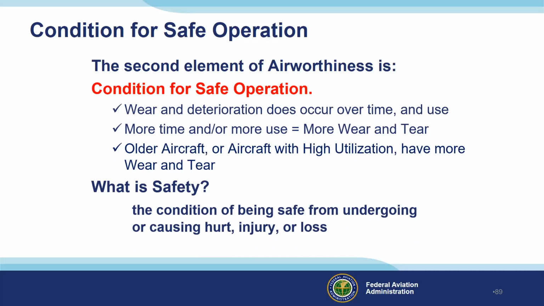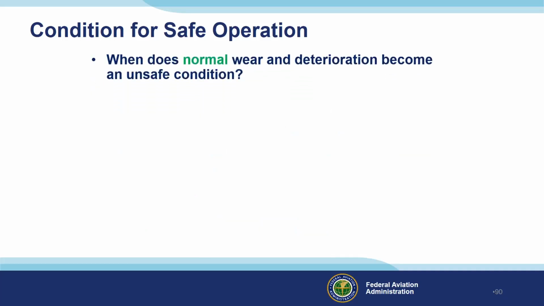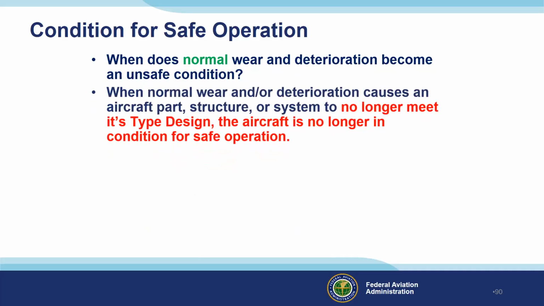So since condition for safe operation is part of airworthiness, what is safe? What is safety? There's a definition I got from a dictionary. It's a condition of being safe from undergoing or causing hurt, injury, or loss. So when does normal wear and deterioration become an unsafe condition? When normal wear and or deterioration causes the part to no longer meet its type design, the aircraft's no longer in condition for safe operation.